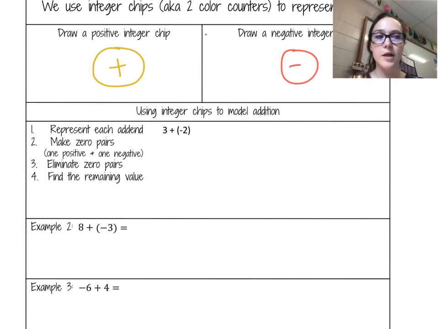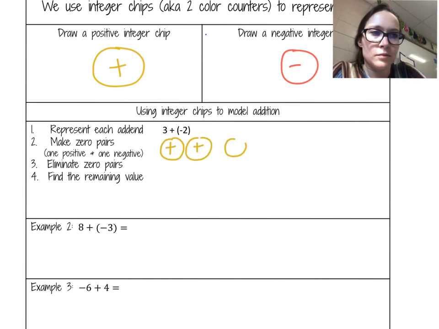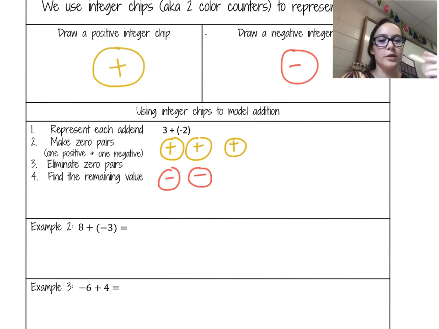So using them to model integer addition, we're first going to represent each addend. Remember that means each part of the addition problem. So we're going to show 3 plus -2. So to show +3, I'm going to draw 3 positive chips. So 1, 2, 3. Okay. Then plus -2, so I'm going to draw 2 negative integer chips. I'm going to line those up. I like to stack them. Some people like to do them side to side. I like to do them top and bottom.